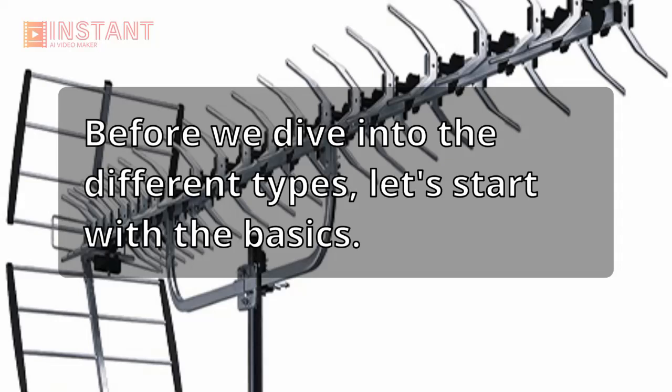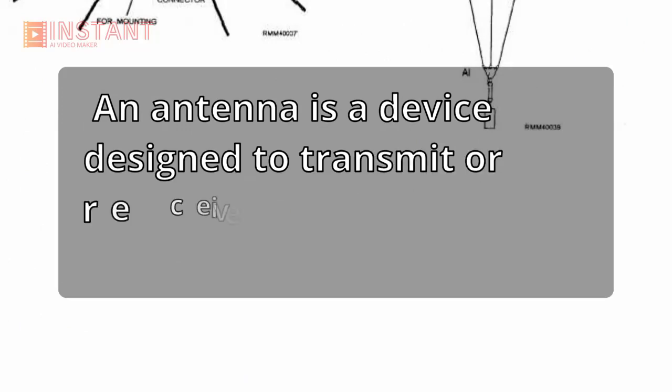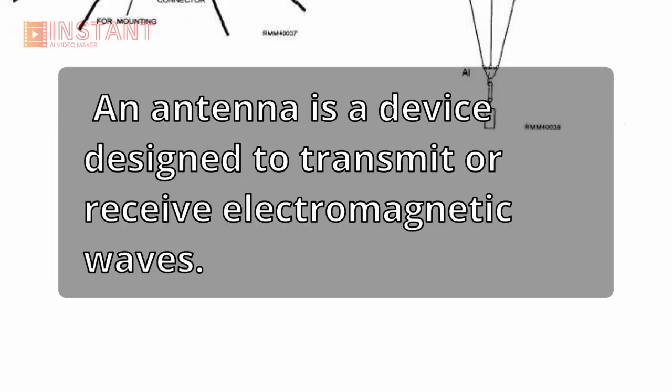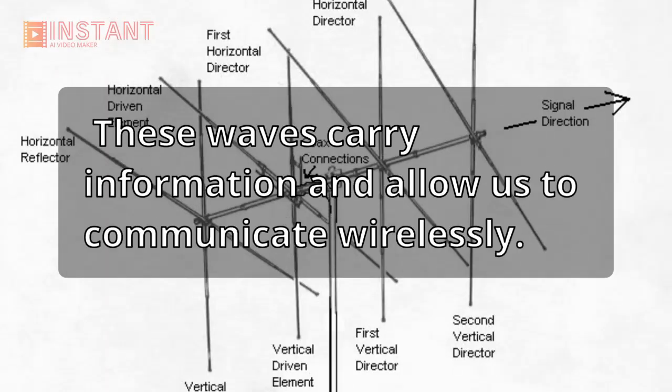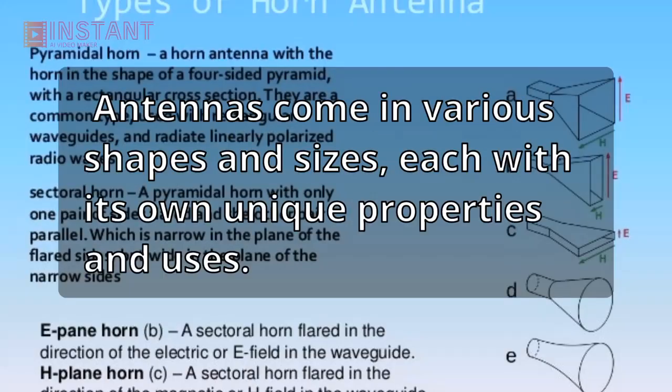Before we dive into the different types, let's start with the basics. An antenna is a device designed to transmit or receive electromagnetic waves. These waves carry information and allow us to communicate wirelessly. Antennas come in various shapes and sizes, each with its own unique properties and uses.